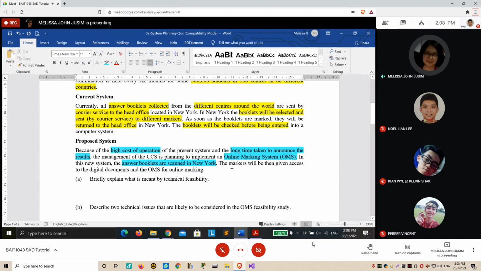And then the markers will get access. So this time it will be online marking, with access to the digital documents. Here, from my experience for the past 1 year, online marking is quite difficult. So I believe this will affect the economic, technical, social and operational aspects. Okay, so let's start with the first one.